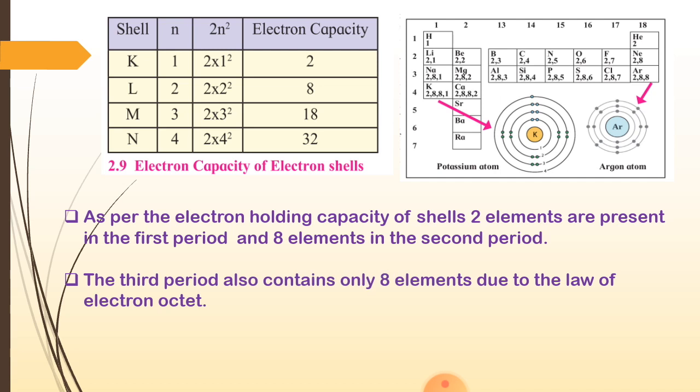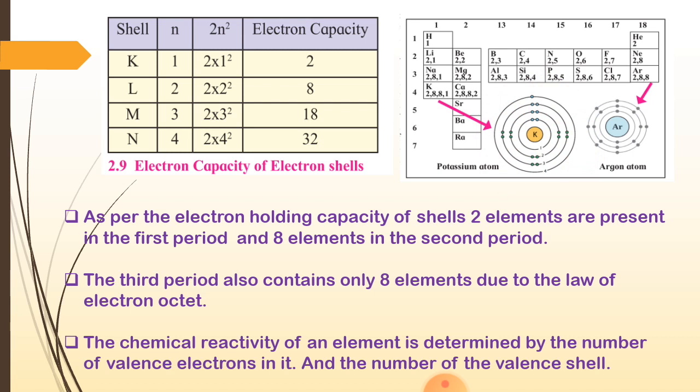We can add 2 electrons in the first shell, then 8 electrons in the second shell, and in the third shell, here it is written that we can add 18 electrons, but according to the law of octet, maximum we can add only 8 electrons. So we have added 8 electrons, and the 1 electron which is remaining, we have added in the outermost shell. So the third period also contains only 8 electrons due to the law of octet.